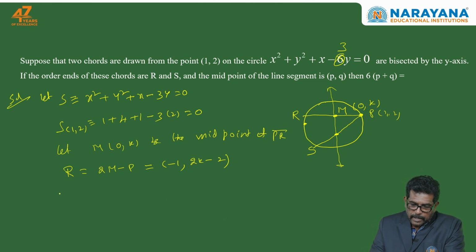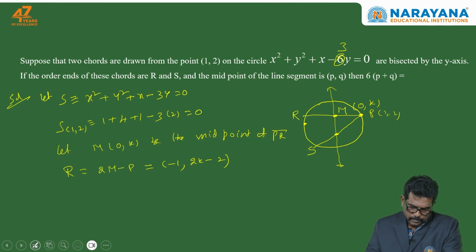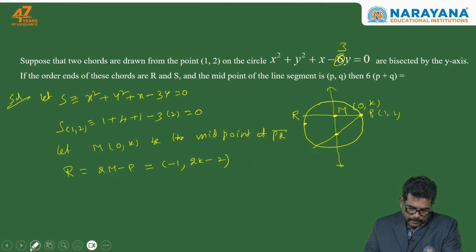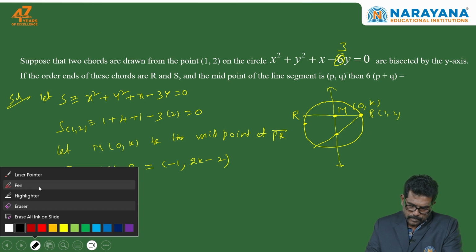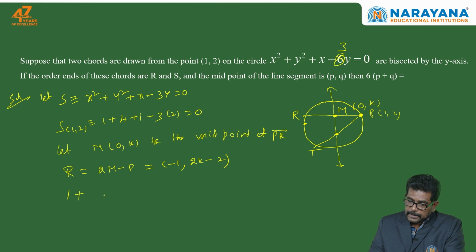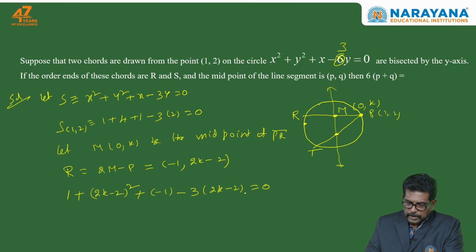Here differently I am using this as T. R lies on the circle. So R coordinates satisfy the circle equation. R coordinates are minus 1 whole square plus y square (2k minus 2) whole square plus x is minus 1 minus 3 times of the y coordinate (2k minus 2) is equal to 0.